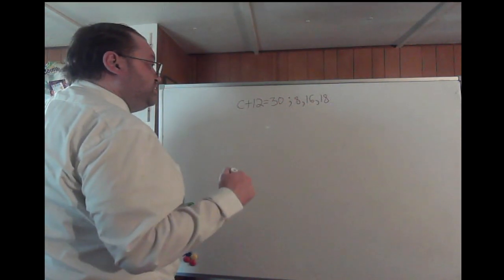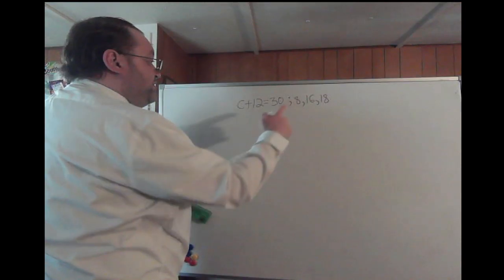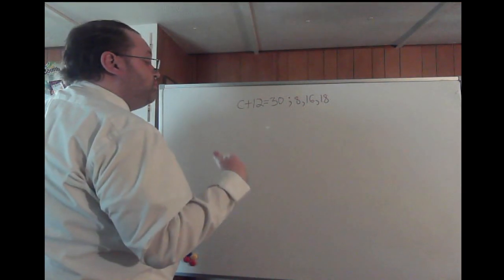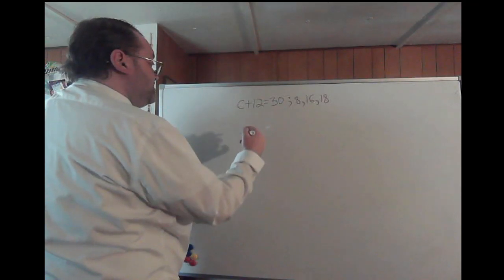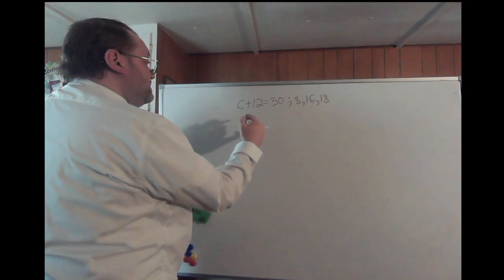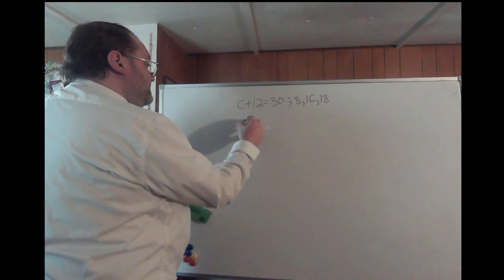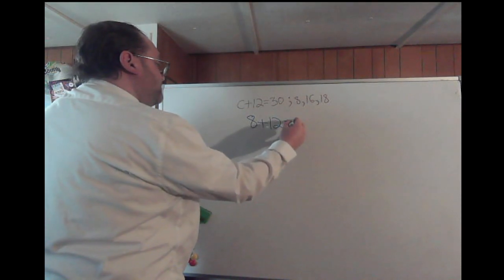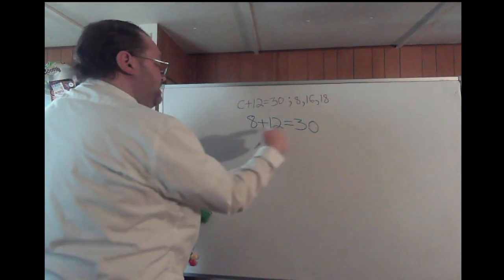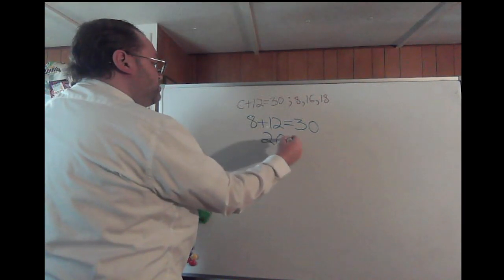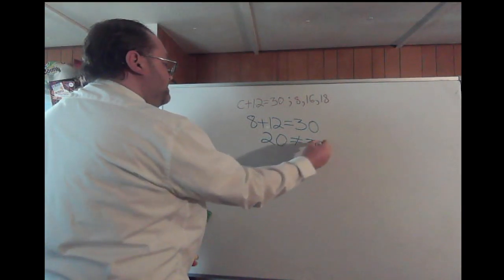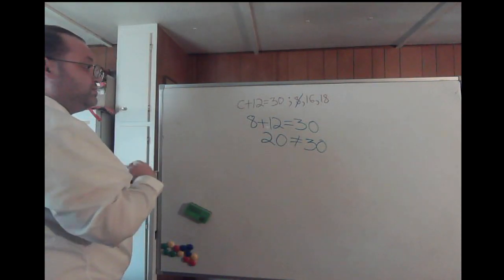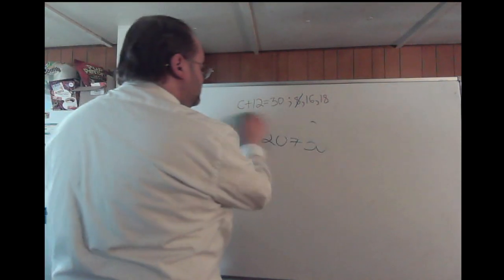So what you're going to do is go one value at a time, substitute that in for c and figure out which one works. So let's start with 8. Let's put 8 in for c, so you'll have 8 plus 12. You'll set that equal to 30. Well, 8 plus 12 is 20. 20 clearly does not equal 30. So we can cross out 8. We know 8 doesn't work. So let's do 16 next.